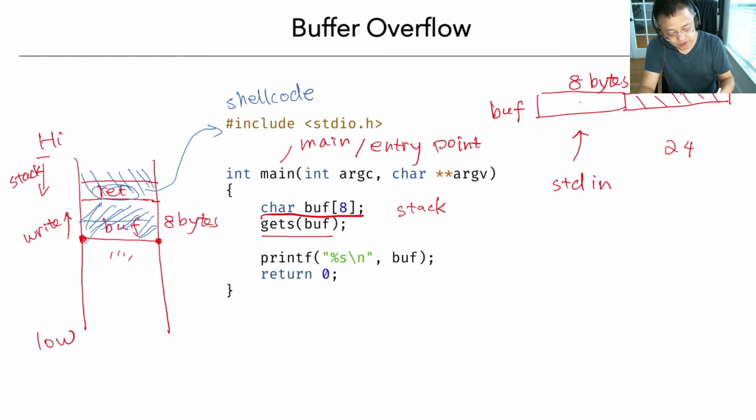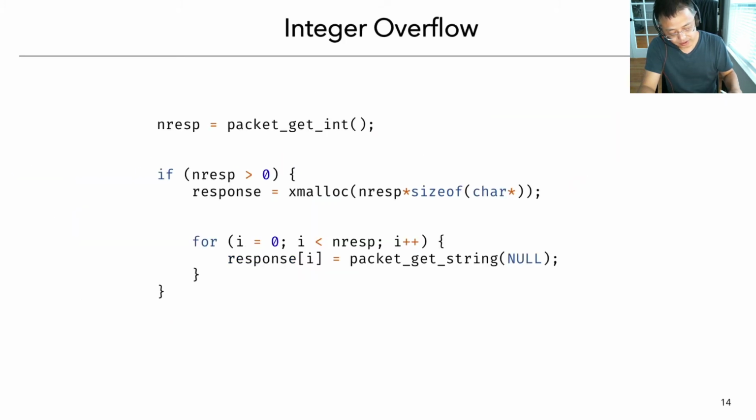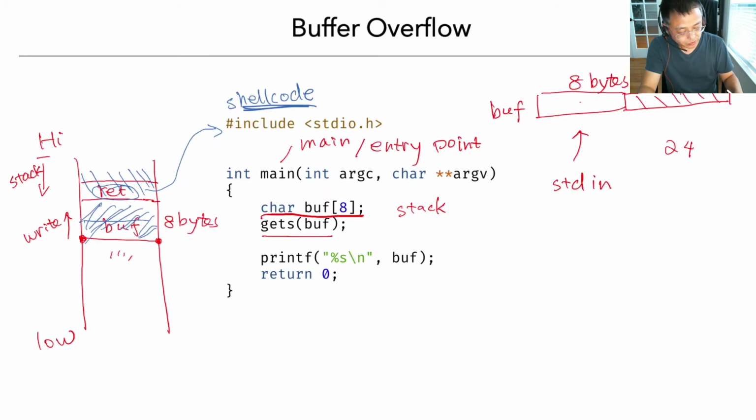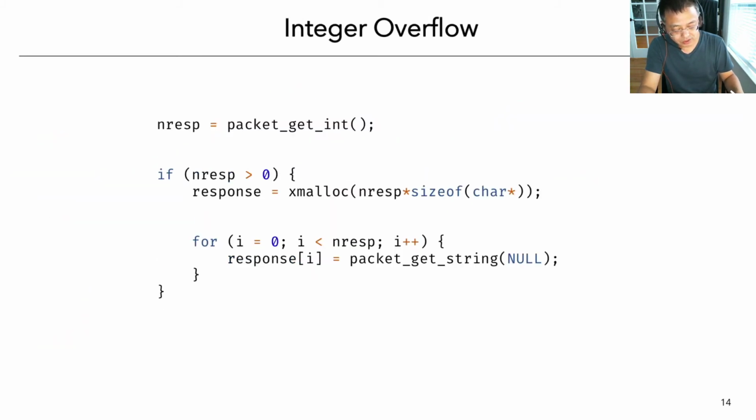Okay, so when you return from the main function, it's going to pop a return address from the stack and execute the shell code. Okay, so we're going to talk about this in greater detail later. If you don't know much of this, don't worry. We're going to provide more details.